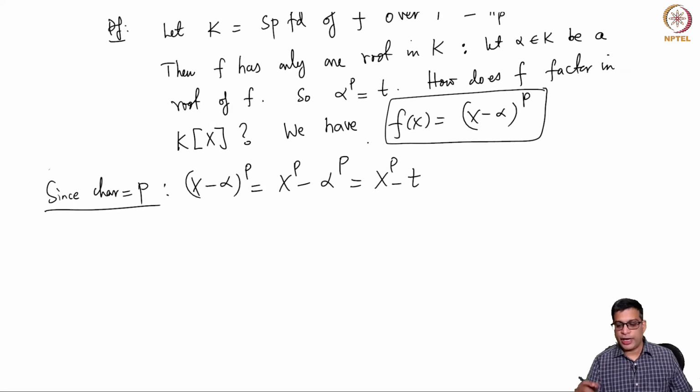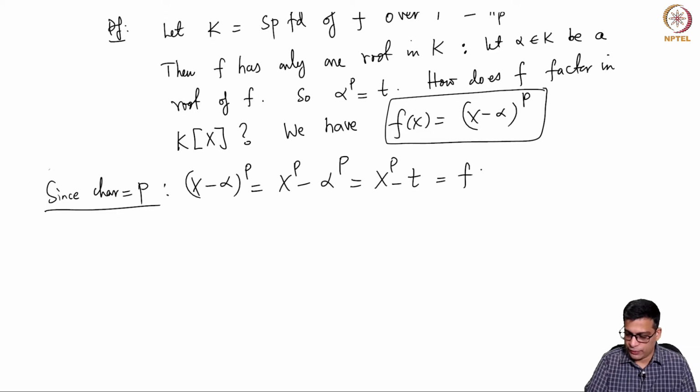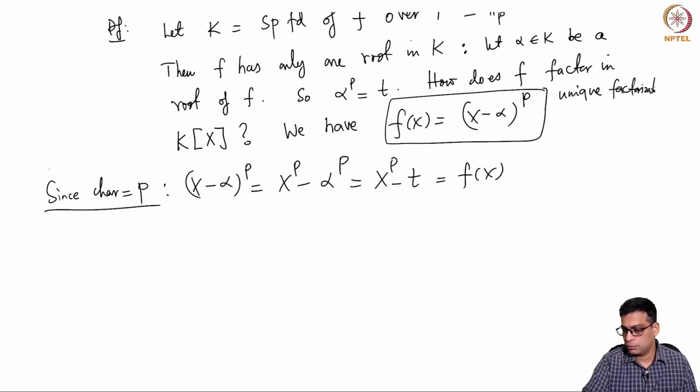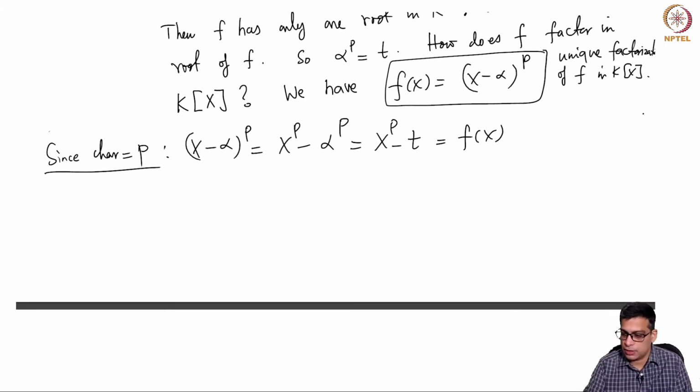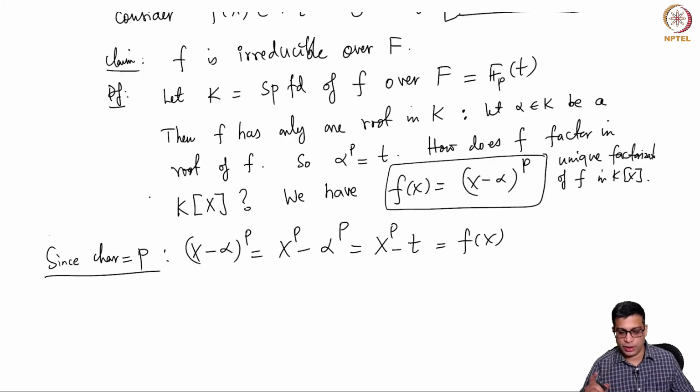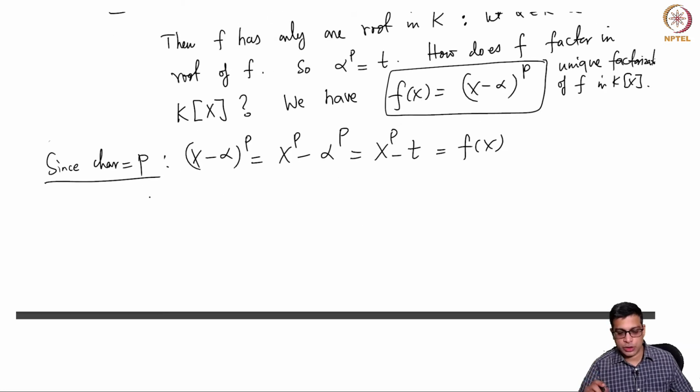So, this is true, and in a polynomial ring over a field, factorization is unique. So, this is of course f(x). So, this must be the unique factorization of f in K[x]. Of course, this factorization is not available in F[x]. It is only available in K[x]. So this proves in one shot that f is not separable and also that it is irreducible.